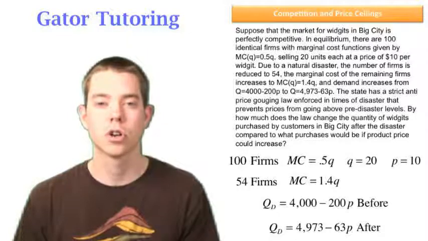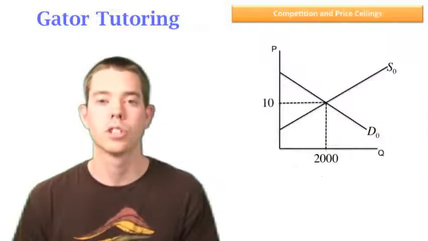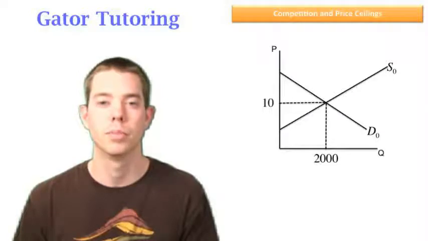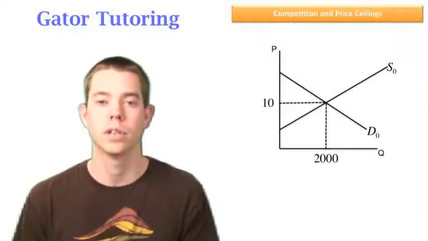So first, let's draw a graph and see graphically what we're doing. Well, this is before the disaster. We know the price was $10, and we were selling 2,000 units total because each firm was selling 20 units, and there were 100 firms. So 2,000 is our equilibrium quantity, 10 is our equilibrium price.